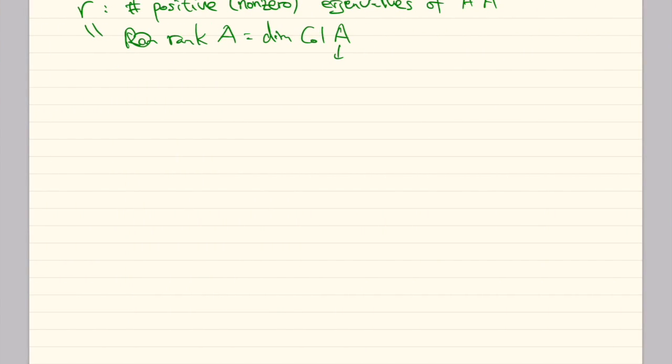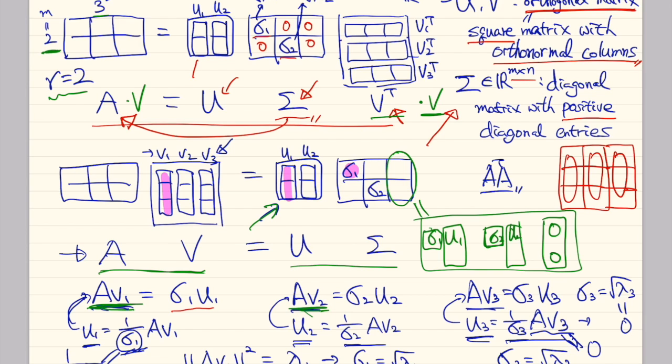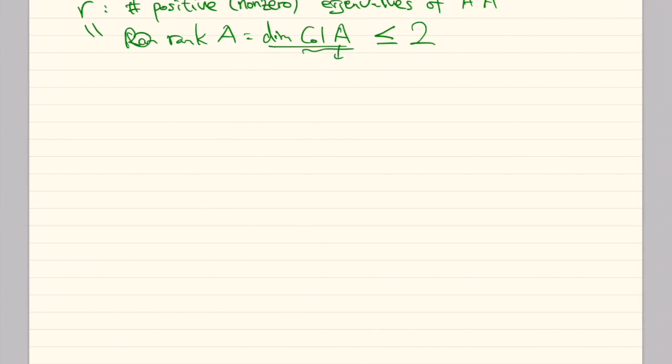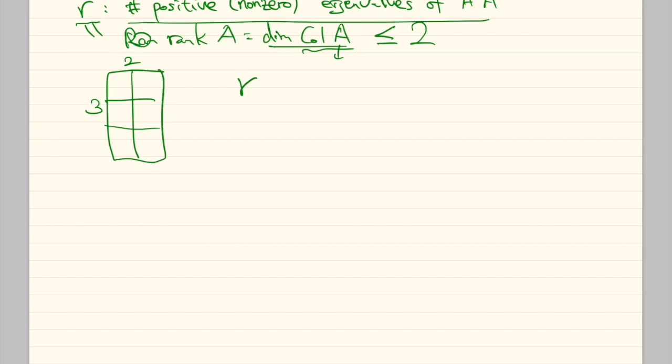Okay, so we know that the dimension of the column space of A is less than or equal to what? m, or 2, right? So we can see that the upper bound of r is 2. And at the same time, let's consider a 3 by 2 matrix. In this case, r still has this definition, and r is the same as the rank of A.